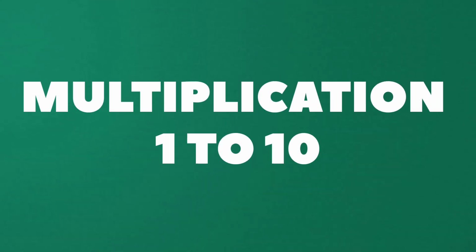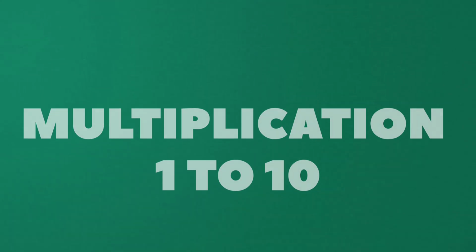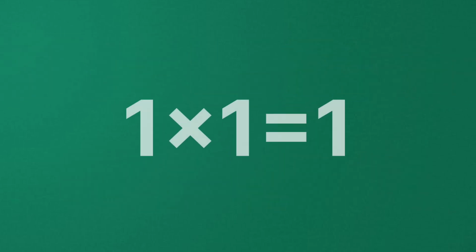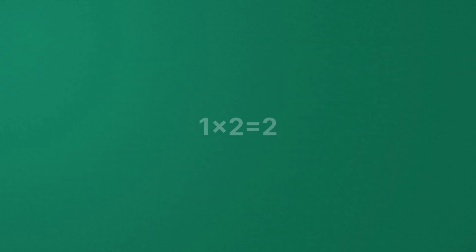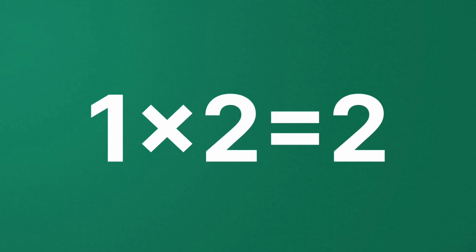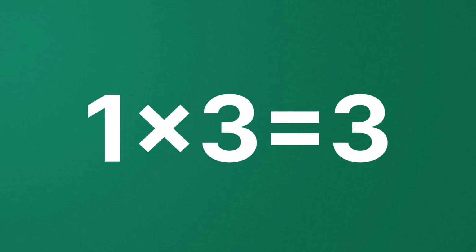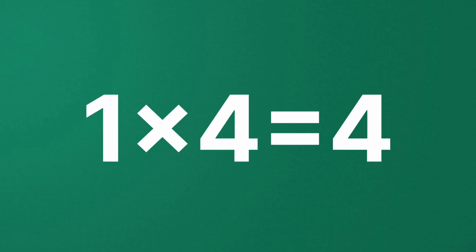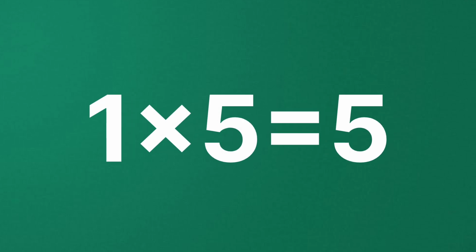Multiplication table of 1 to 10. Table of 1. 1 ones are 1. 1 twos are 2. 1 threes are 3. 1 fours are 4. 1 fives are 5.